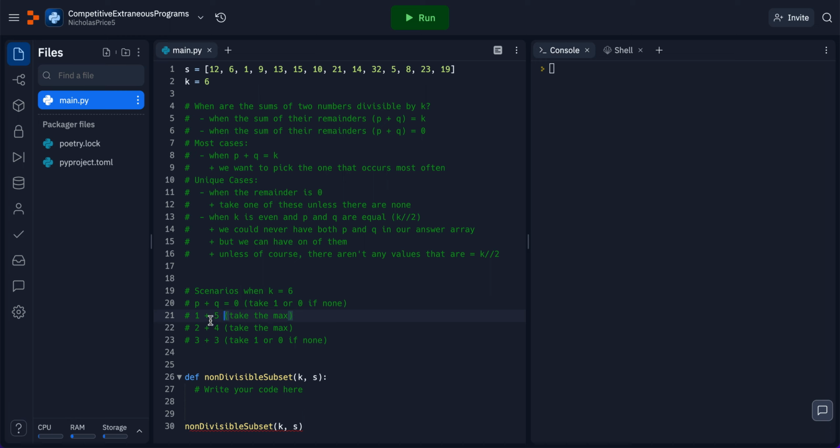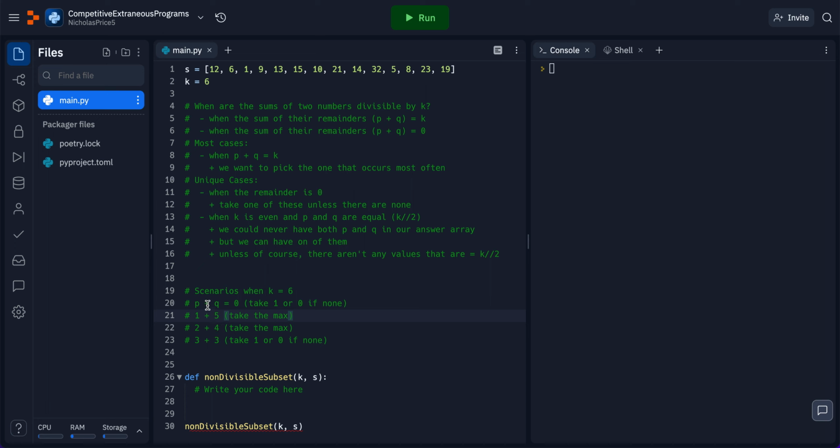So of these two remainders, we can only pick one, right? We can never have both of them in the subset array at the same time, because then we wind up with the sum of our two numbers being divisible by 6. So we would want to take the one that occurs most, because we're looking for the longest subset array, right? So if there were a ton of numbers in our array that had remainder 5, well, we'd want to keep adding those to our subset array, because that gives us the most desirable outcome. Same with 2 and 4.